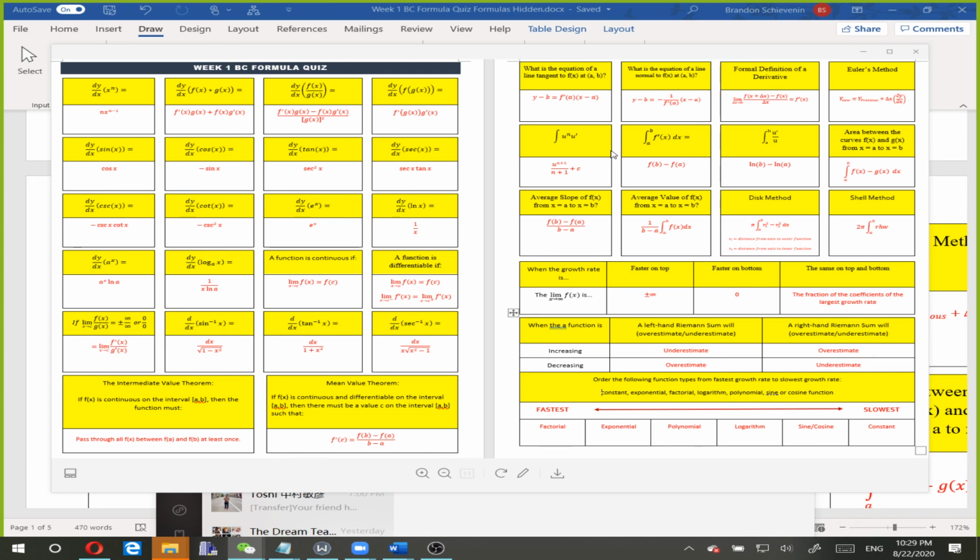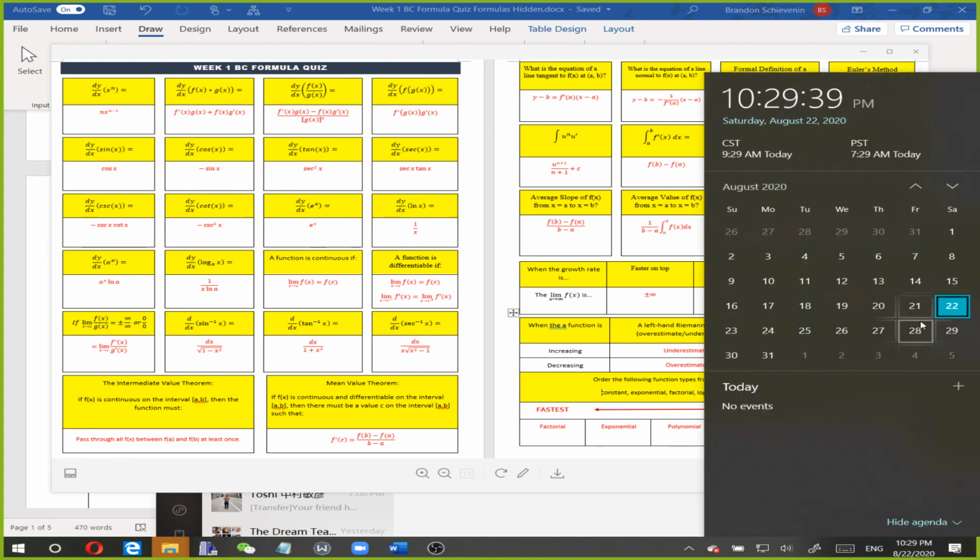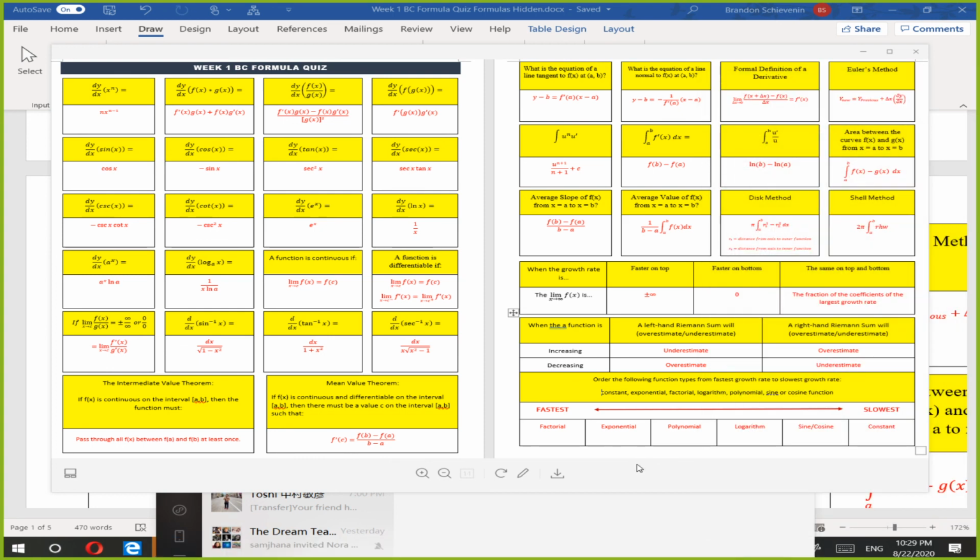That way when we go to test on these on either the Thursday or the Friday when we come back, depending on whether you guys end up being A day or B day. So that'll be September 3rd or September 4th, I believe, when we're back in school. You guys will be ready for your formula quiz.